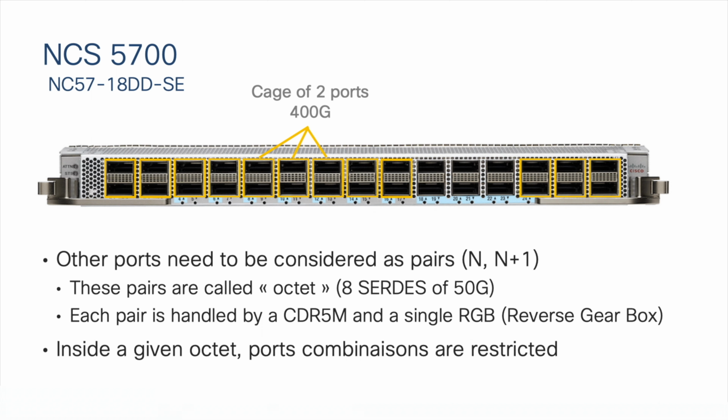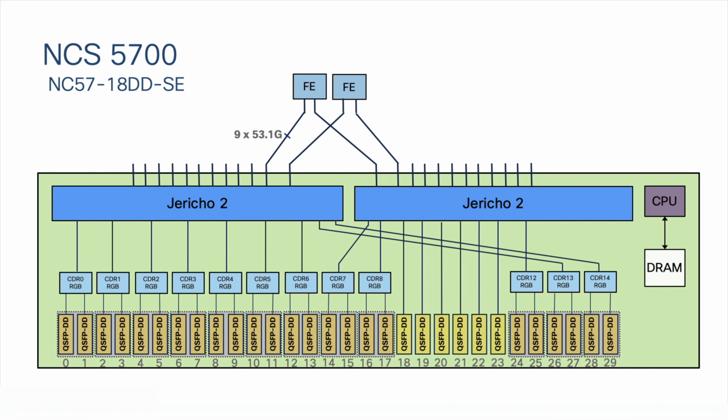Also, you can have 2 by 100 gig in N and another 2 by 100 gig in N+1 for a total of 400 gig. That way, you can actually offer 60 ports 100 gig on this line card. And today, it's the most common use case for customers who deployed it. In this block diagram, you will find what I just explained. Port 18 to 23 are directly connected to the chipset, the Jericho 2, while the others are connected via reverse gearbox. Each RGB supports 400 gig.